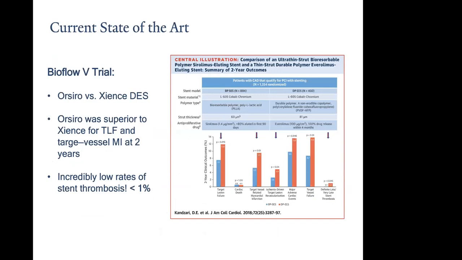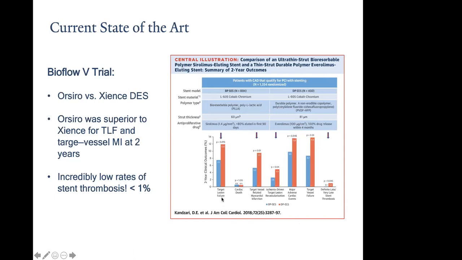So the current state of the art are these ultra thin strut stents. And so we've seen study after study showing superior outcomes with ultra thin strut drug-eluting stents. So the BioFlow 5 trial looked at Orsiro drug-eluting stents from Medtronic versus Xience. So Orsiro was superior to Xience for both target lesion failure and target vessel MI at 2 years. So this is a central figure from a JACC paper from 2018 looking at that.